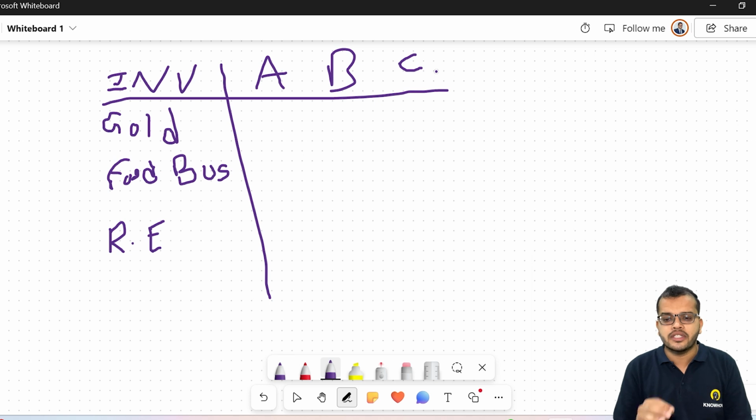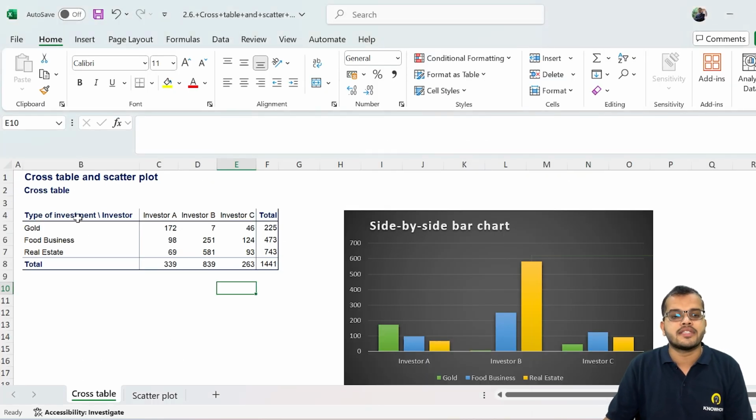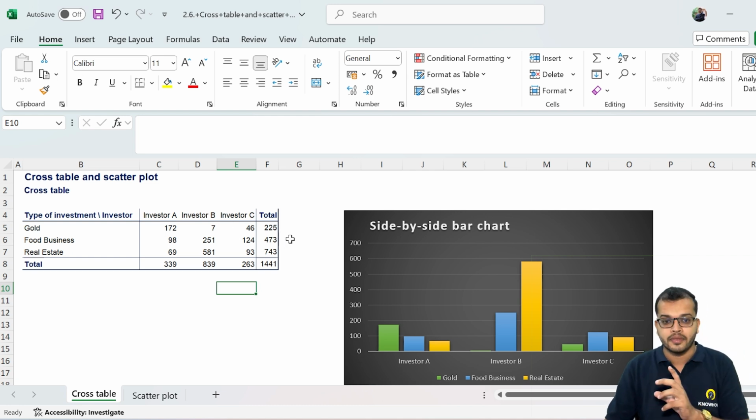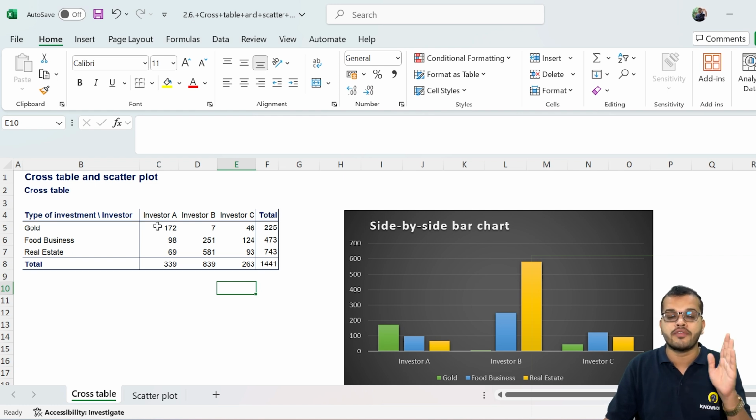there are many things. So let's understand this with some numbers. As we can see here, we have the types of investment that we have discussed just now, which are gold, food business and real estate. For example, investor A has invested 172 in gold, investor B has invested 7 in gold, and investor C has invested 46 in gold. So the overall, if you see, it is 225. It is the overall of the total gold of investor A, investor B and investor C.